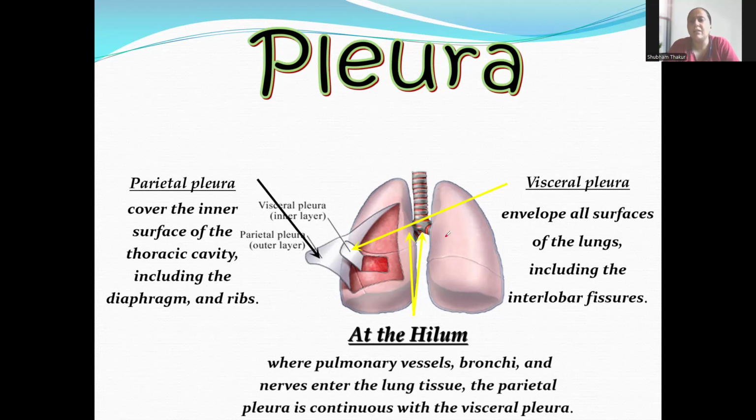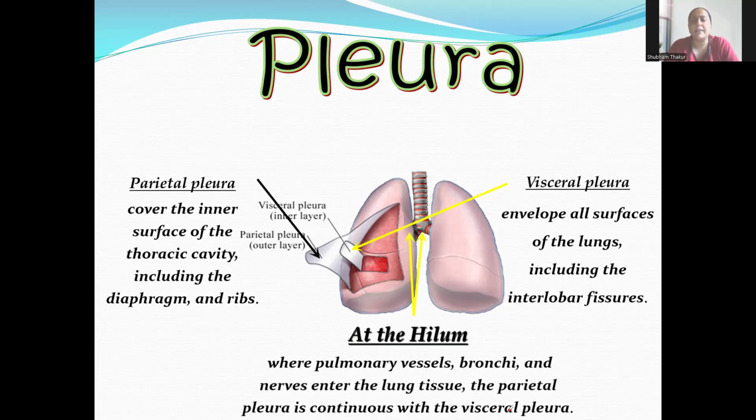The lungs have some structures: alveoli, bronchioles, bronchi. These will be covered under the visceral pleura. And at the hilum, one space is there, the structure where pulmonary vessels, bronchi, and nerves enter into the lungs. The parietal pleura continues with the visceral pleura.